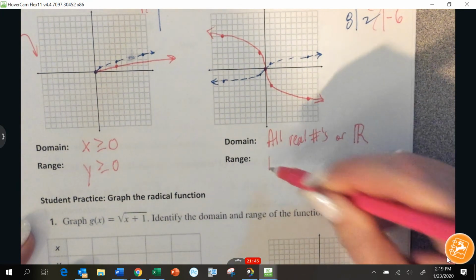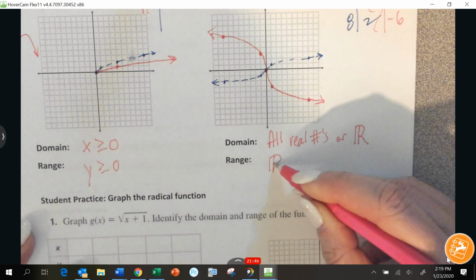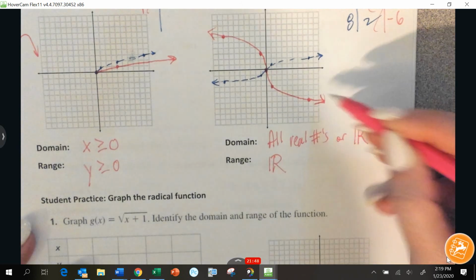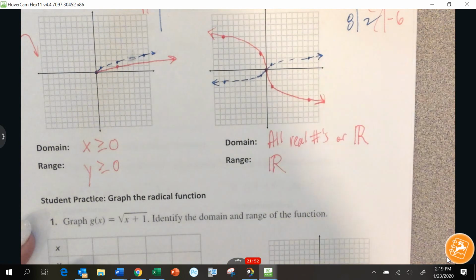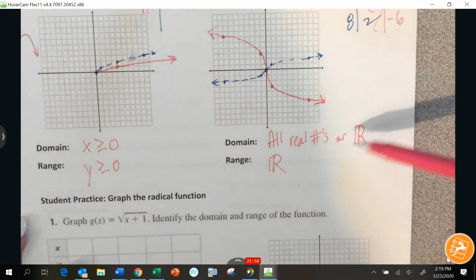It has an arrow, so it's going to go on forever. Down, it's going to go on forever up. So it's going to be all real numbers. If you can't make the R, then just write all real numbers.